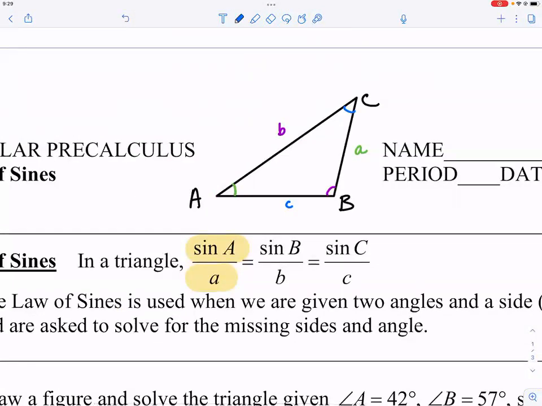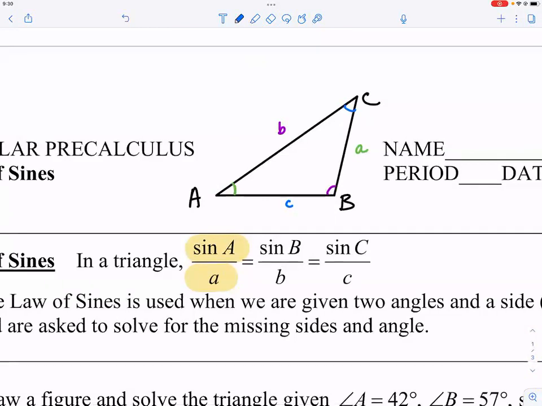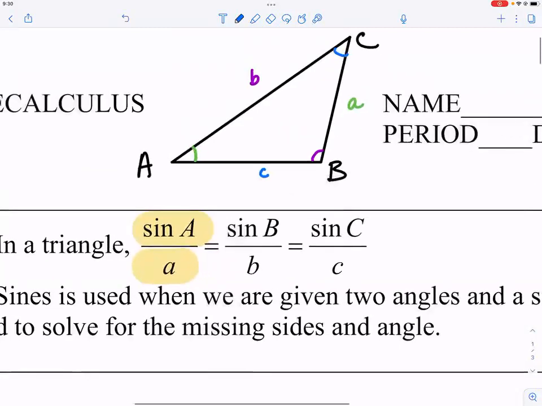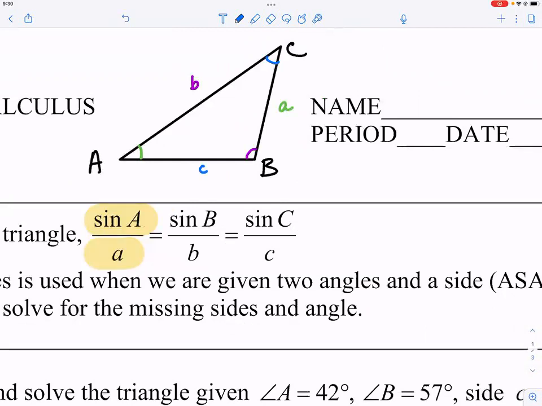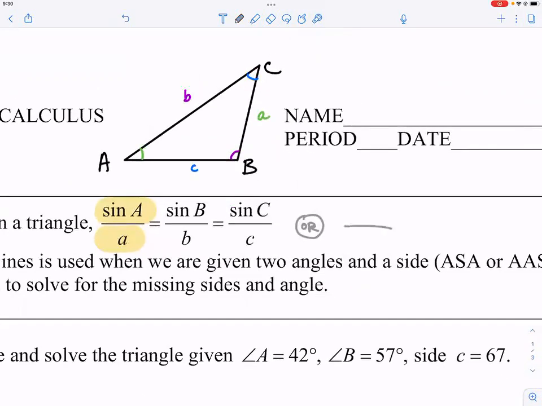So what you can see here, the quantitative relationship between the angle and side, is that when you have sine of an angle over the length of the side, they're always proportional to each other. The sine of the angle over the opposite side is always equal to the other combinations. Now, at the same time, I also want you to write down the alternative expression. This also works. The reciprocal can work as well.